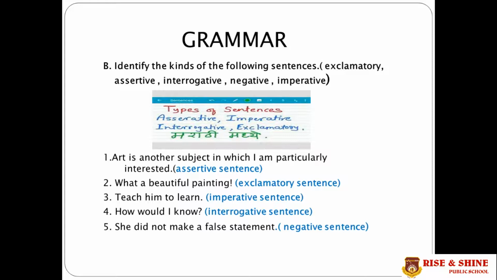"Teach him to learn." Here the imperative mood is shown, the person is commanding, so this is an imperative sentence. "How would I know?" The sign of interrogation is there. Here it makes a question, so the sentence is an interrogative sentence. "She did not make a false statement." Here "did not" shows the negation of some action, so the sentence goes to the category of negative sentence.